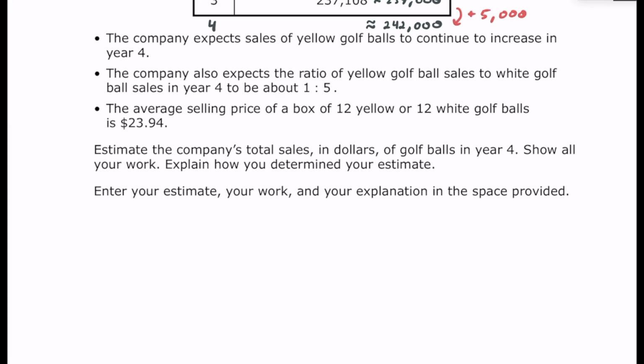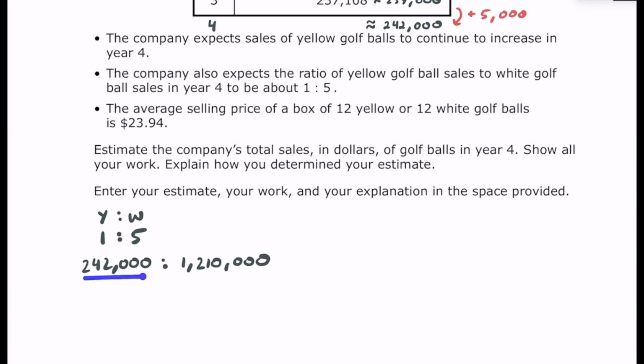So we're told that the ratio of yellow golf balls to white golf balls, I'll go ahead and write this down here, is supposed to be 1 to 5, right? Now, if we're going to have 242,000 yellow golf balls, and we're supposed to have 5 times more, then I would take my number of 242,000 and multiply that by 5, because there should be 5 times more of these white golf balls. And so while there's 242,000 yellow ones, there would be, based on my estimate, 1,210,000 of these white golf balls here, okay?